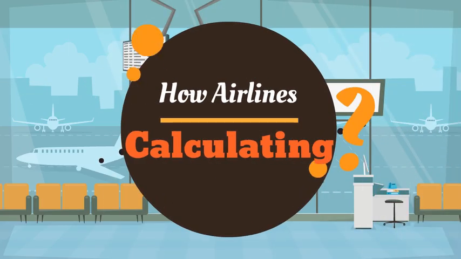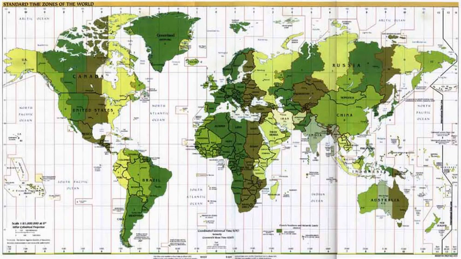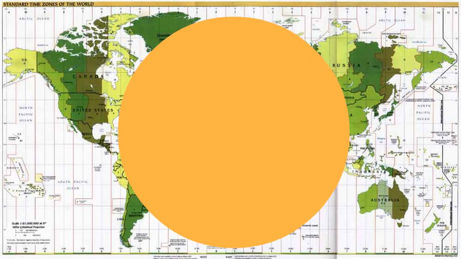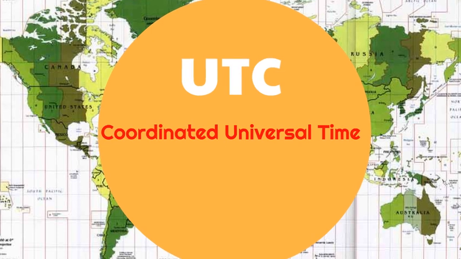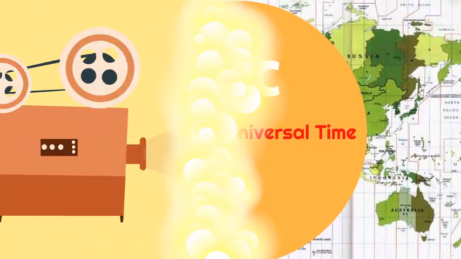But the airlines calculate the departure time, arrival time and flying hours differently. For the airlines, it's hard to calculate flight times using the local times of each city and country which they are flying. Instead, airlines use one common time called UTC.